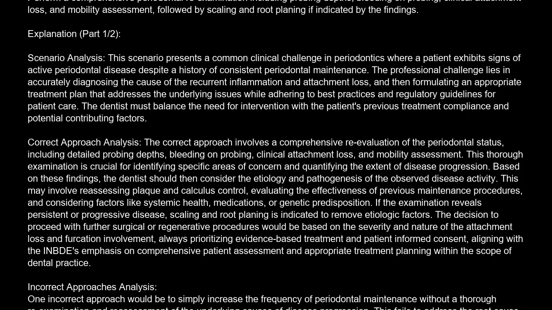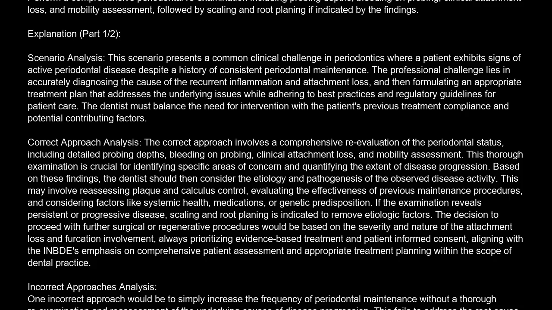If the examination reveals persistent or progressive disease, scaling and root planing is indicated to remove etiologic factors. The decision to proceed with further surgical or regenerative procedures will be based on the severity and nature of the attachment loss and furcation involvement, always prioritizing evidence-based treatment and patient-informed consent, aligning with the INBDE emphasis on comprehensive patient assessment and appropriate treatment planning within the scope of dental practice.